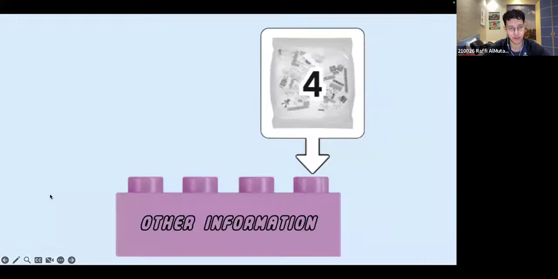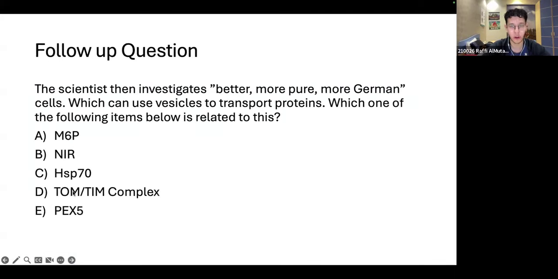Now, someone asked me to explain the previous question. I'm more than happy to do that. Over here, we said that basically these cells can use vesicles to transport proteins. And which of the following items below is related to this? So what we're asking for here is which of these is related to something that uses vesicle-mediated transport. Now, M6P, NLS, HSP70, TOM, TIM, PEX, I'm talking about sites of where the protein is supposed to reach. So I'm talking about the lysosomes or the nucleus or the peroxisome or anything like that. So from these sites, which one of them uses vesicles? And the answer would be lysosomes.